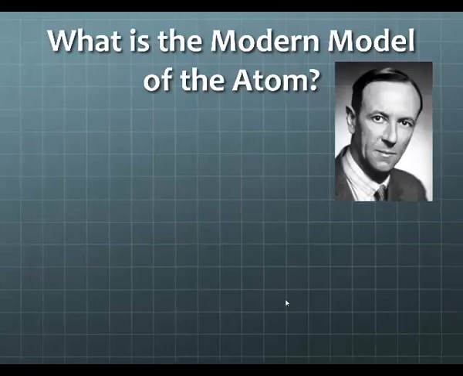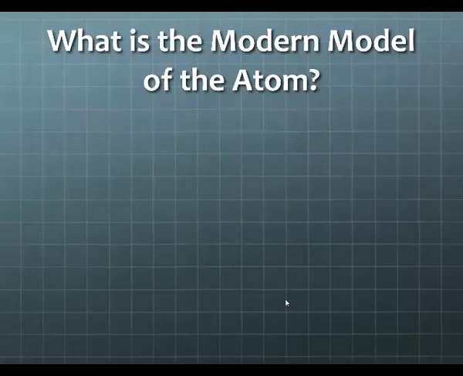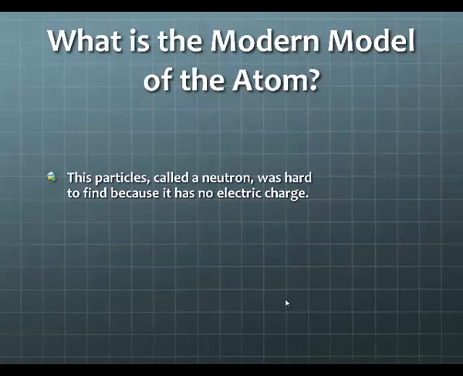In 1932, English scientist James Chadwick showed that another particle existed inside of the nucleus of an atom. This particle was called the neutron. It was hard to find because it had no electric charge. It was neither positive nor negative. It was neutral.